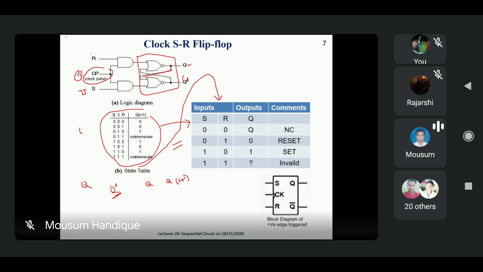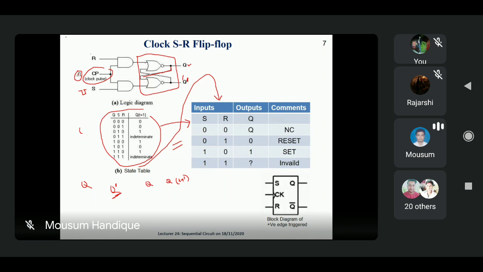Here we are using two inputs, one called R and one called S. So when S equals 0 and R equals 0, and suppose we assume that the present state is 0, what is the next state? The next state is 0. How do we know that the next state is 0? We can use this particular circuit.